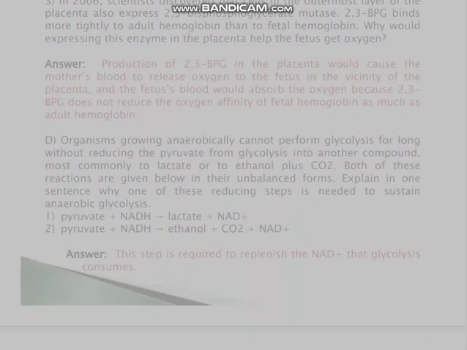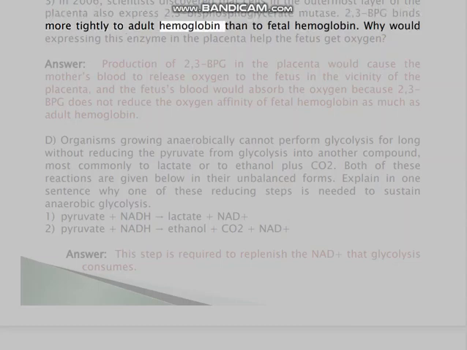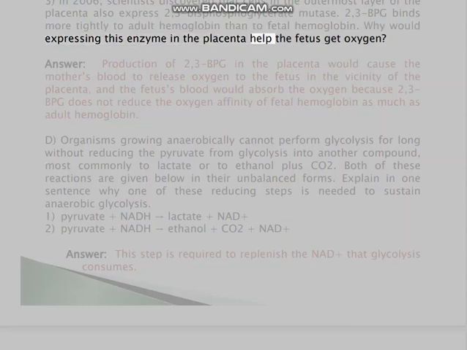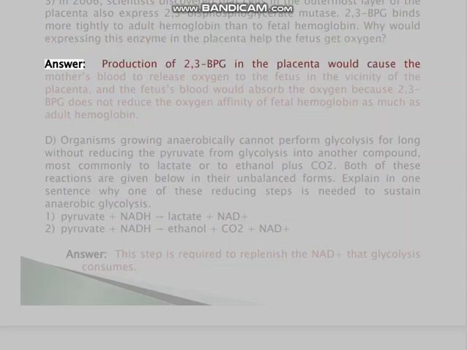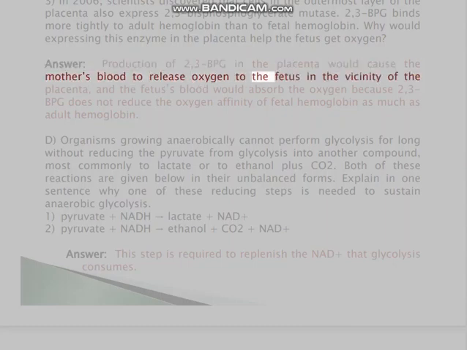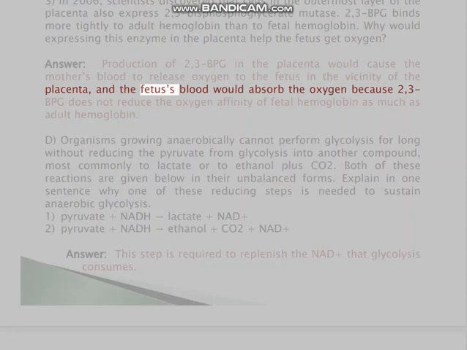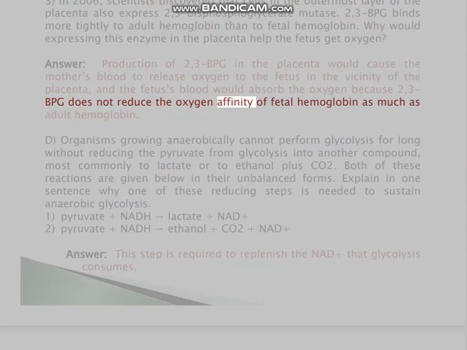3. In 2006, scientists discovered that cells in the outermost layer of the placenta also express 2,3-bisphosphoglycerate mutase. 2,3-BPG binds more tightly to adult hemoglobin than to fetal hemoglobin. Why would expressing this enzyme in the placenta help the fetus get oxygen? Answer: production of 2,3-BPG in the placenta would cause the mother's blood to release oxygen to the fetus in the vicinity of the placenta, and the fetus's blood would absorb the oxygen because 2,3-BPG does not reduce the oxygen affinity of fetal hemoglobin as much as adult hemoglobin.